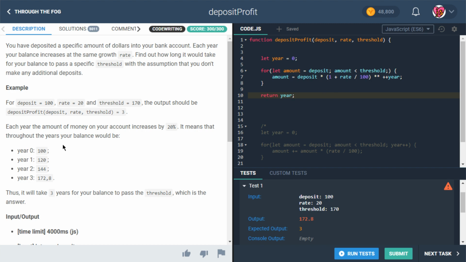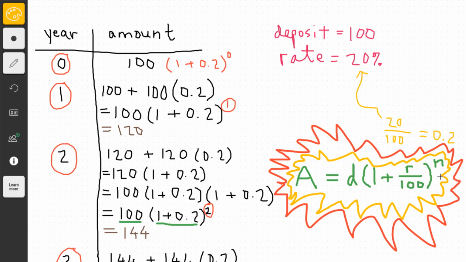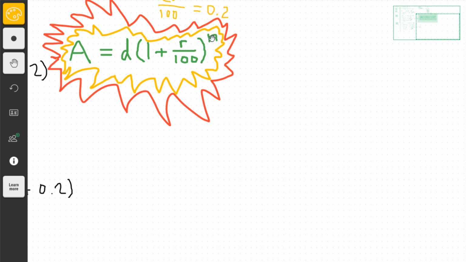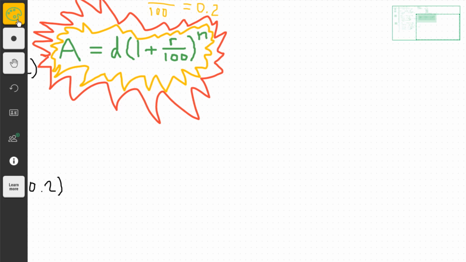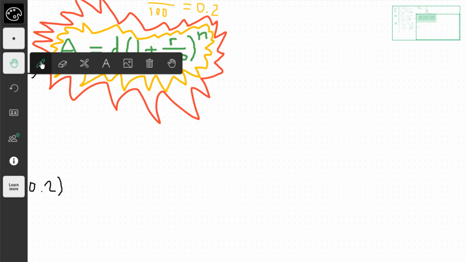So if this was a problem where, instead of threshold, they gave us the number of years, like if they said, okay, your deposit is 100, your rate's 20, and we want to know what's the value when the year is, I don't know, 5, then we could just use this formula once and that'd be it. But the problem is that they're not telling us the year. They're not giving us n. They're giving us a. So that's actually kind of an interesting fact, because even though we don't have the value of n over here, we do have the value of a. Since we have the value of a, maybe we can use that.